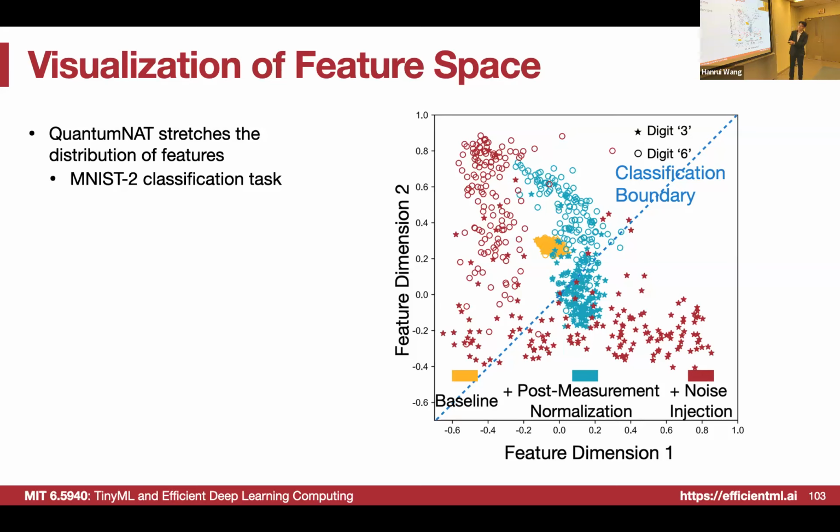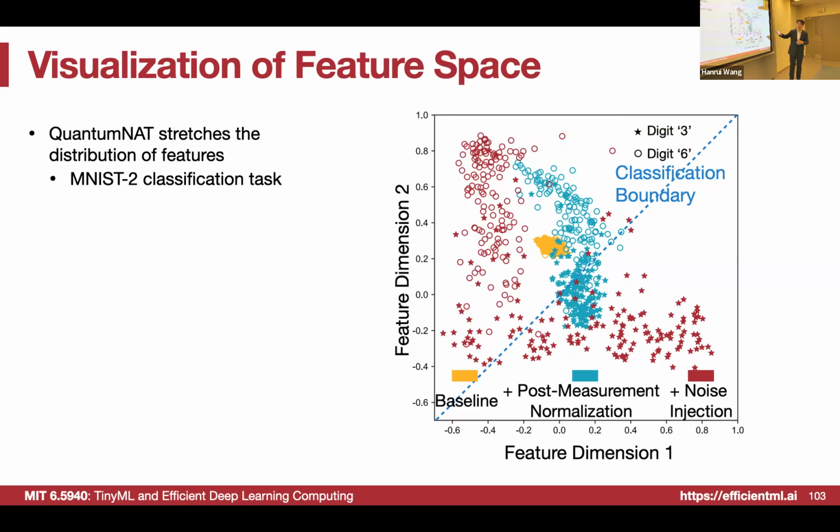So say for the baseline, we can see for all the different samples, each point here represents one sample, right? The stars mean that is digit 3, and the circles are digit 6. And for this one, we can see they're all squeezed together because of noise, and all of them will be classified to the same class, right? That means basically it's not doing any meaningful learning because you cannot do any classification. It's just a random guess.